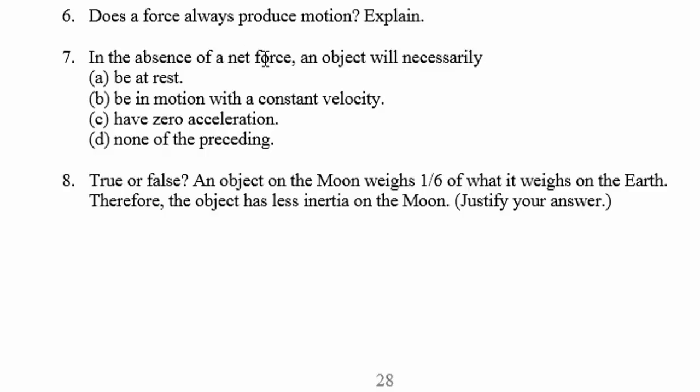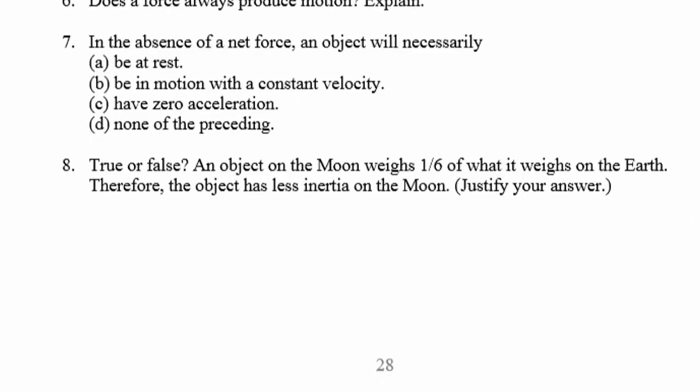Question number 7, in the absence of net force, an object will necessarily... so if there is no net force, meaning the total force on the object is 0, in that case, Newton's first law comes into action, meaning the object will be either at rest or moving with a constant velocity, and that all constitutes 0 acceleration. So the answer will be have 0 acceleration, because 0 acceleration could be an object at rest, or it could be an object moving with a constant velocity. So the answer is C here.